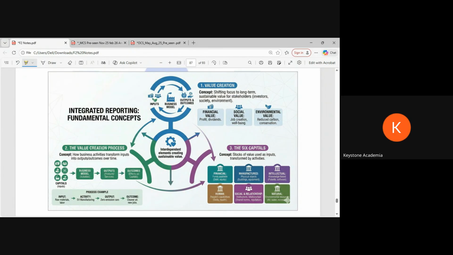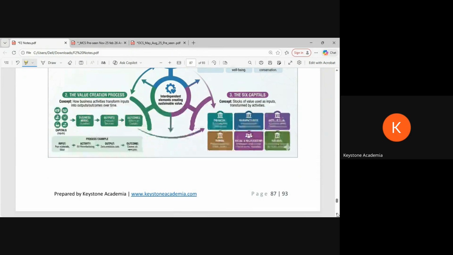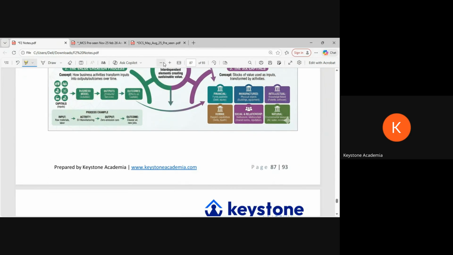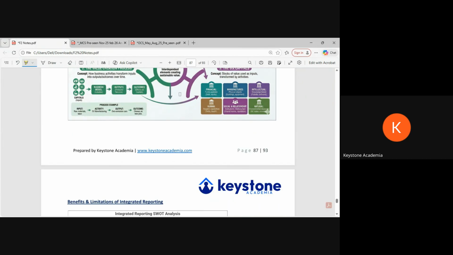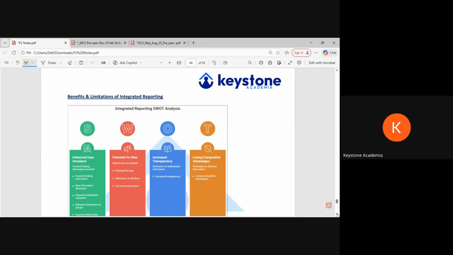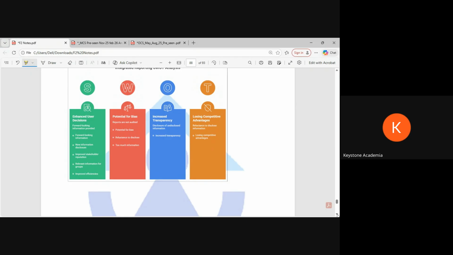Right. The probability is low, but as a part of service, maybe they can ask a question. They'll say, we are thinking to do integrated reporting. So what are the points we are looking for? We have some points here as well. What are the strengths? How can it help us? Forward-looking information provided, new information disclosure, improved stakeholder reputation, relevant information for groups, improved efficiencies.